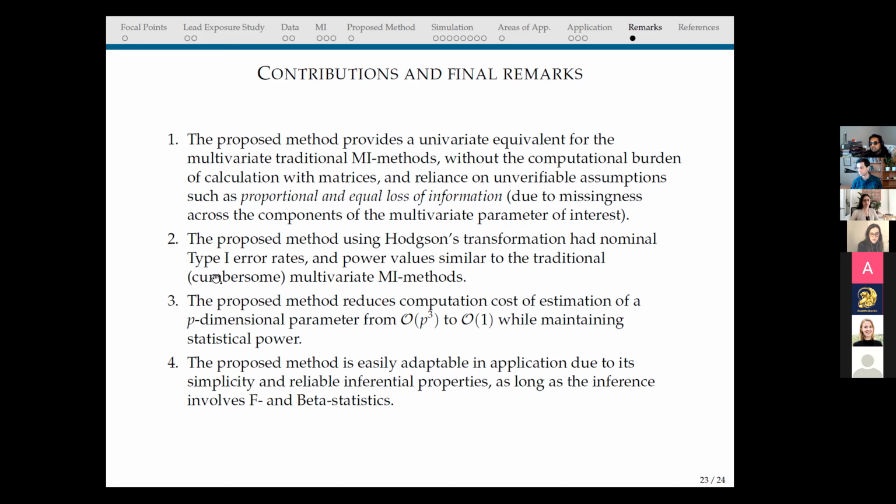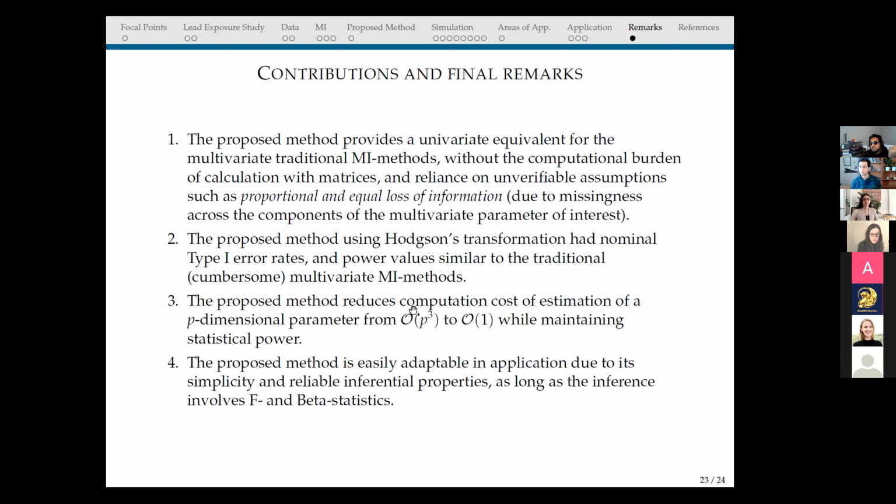In no setting can it be verified, which means you have to blindly follow it if you use the traditional method. The second advantage is that the proposed method has nominal statistical inference, the same as the traditional methods. That's the other take-home message from the proposed methodology.